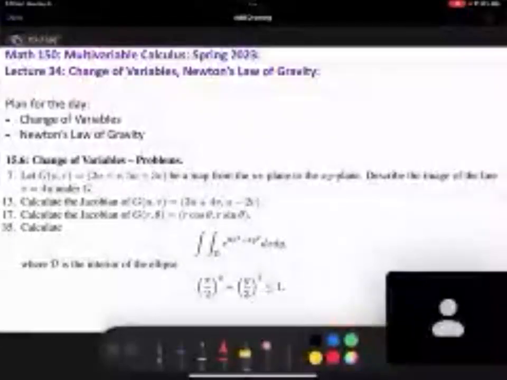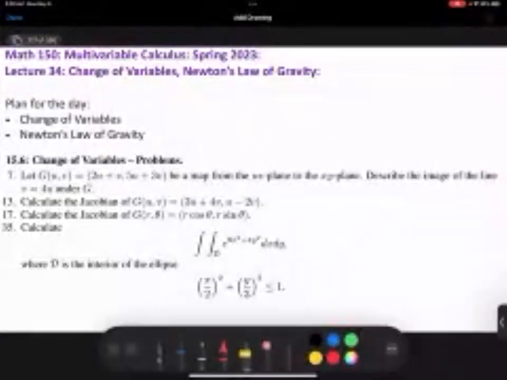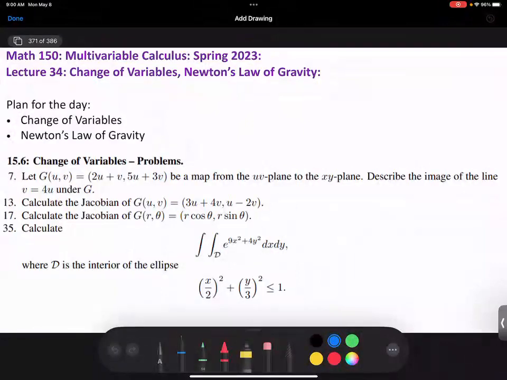All right, so welcome to Math 150. This is lecture 34. So this is the home stretch. What we're going to do today is we're going to do change of variables and then do an application of this Newton's law of gravity.